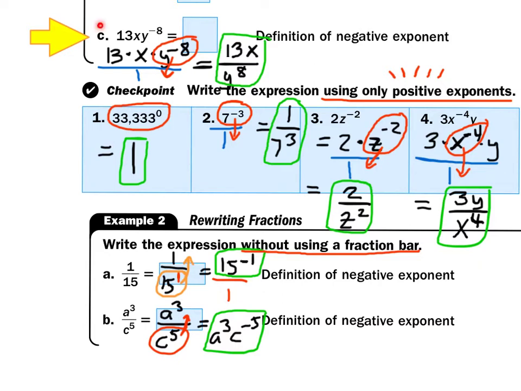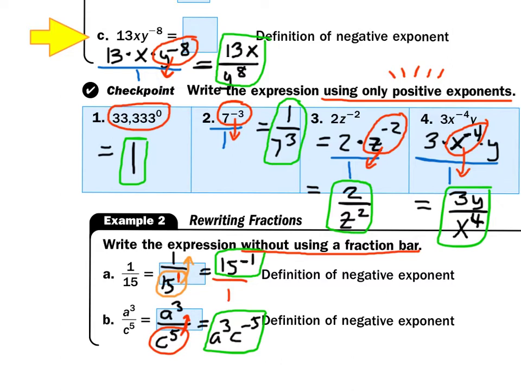Okay, so take a look at example C. 13x y to the negative 8th power. Now the most important thing I can tell you to do is separate everything and show me the multiplication sign. Here's what I mean. 13 times x times y to the negative 8th power.